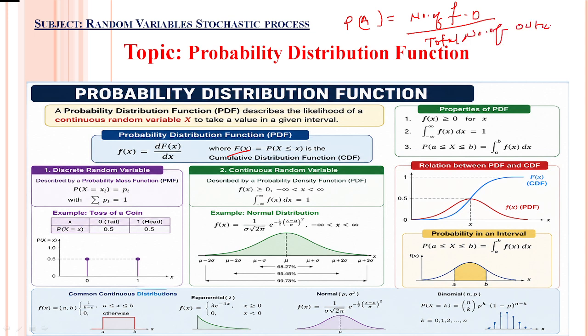But PDF, probability distribution function, is denoted with capital F of x only, capital F of x, and it describes the behavior of the random variable x probability. I'll explain clearly. Here you can see this.